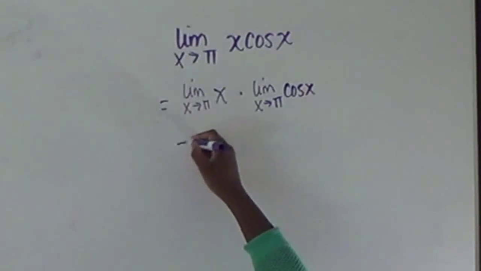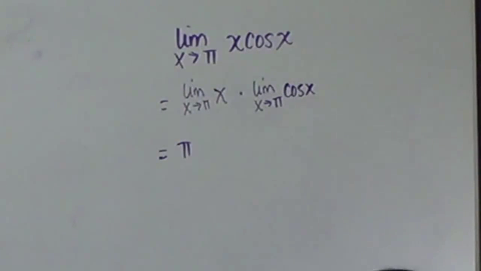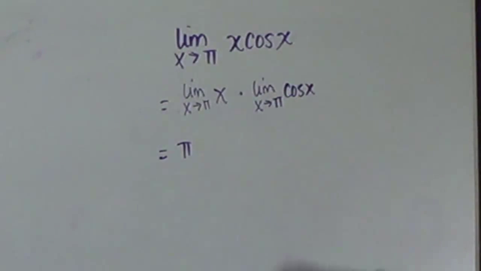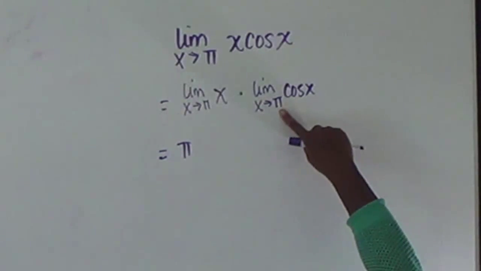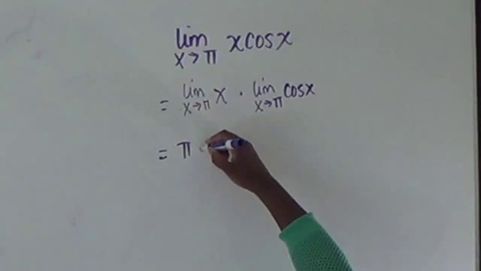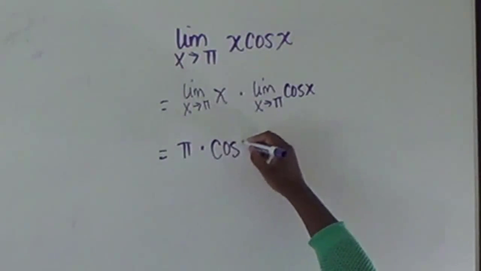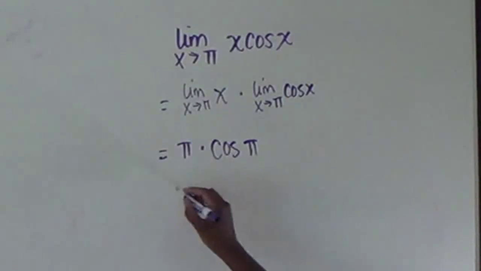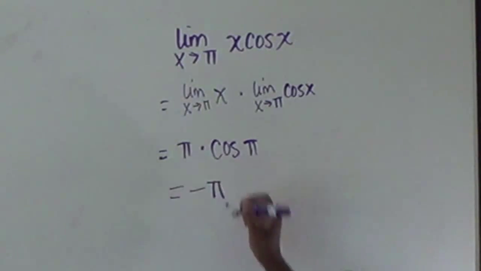From here we know the limit as x goes to pi of x is just going to be pi. And again, that's because we're just evaluating that linear function. And then for cosine of x, this is basically our limit as x goes to a of f of x, which means I can just plug in as long as it's defined or the limit exists. And so here, that just means I'm looking at a cosine of pi. So now simplifying, we see that we're just going to get negative pi.